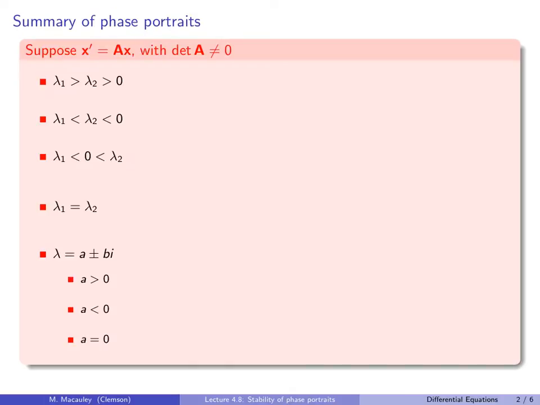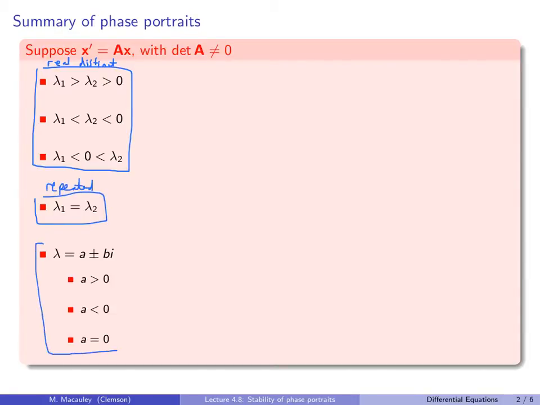So first of all, suppose that we have a homogeneous system, x prime equals Ax, and let's say the determinant is non-zero. We'll address the case when it is zero shortly. Then there are three general cases. In the first, we have real distinct eigenvalues. In this case, we have a repeated eigenvalue. And in this last case, this is what happens when we have complex eigenvalues.